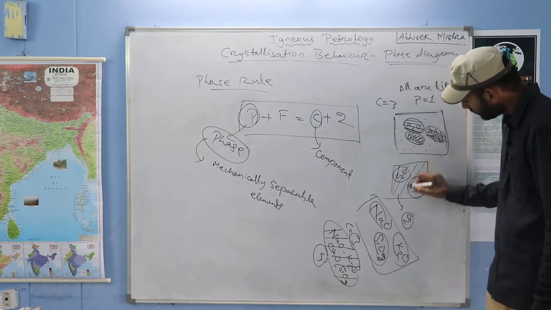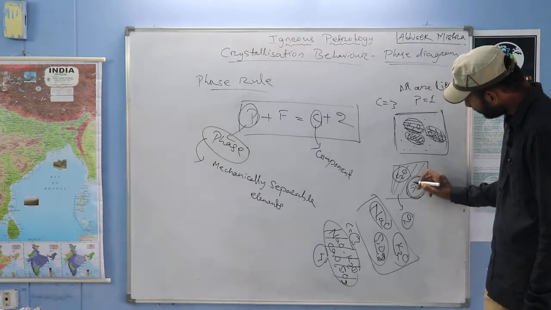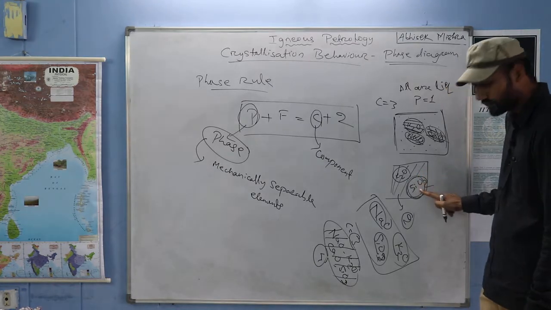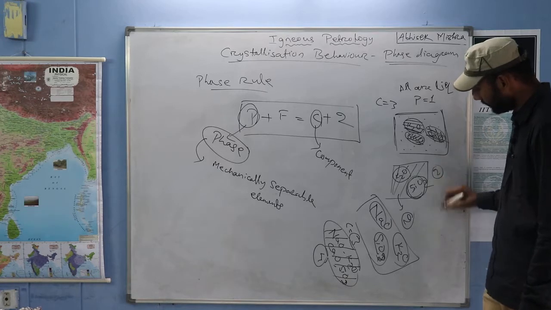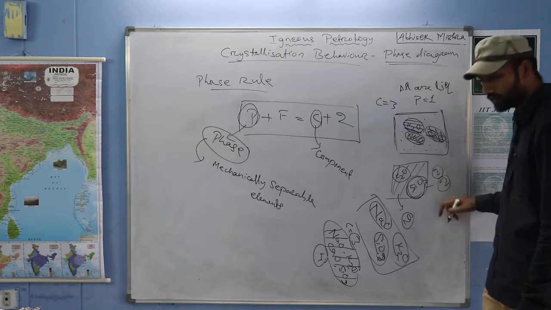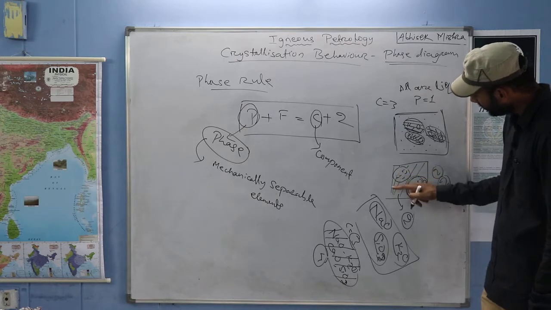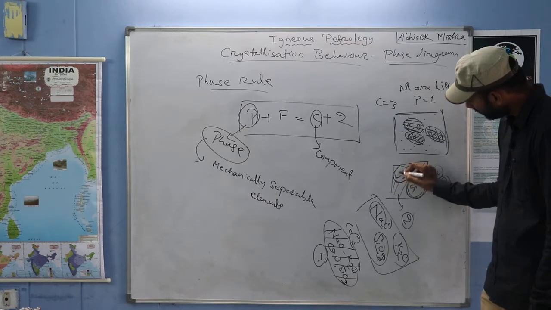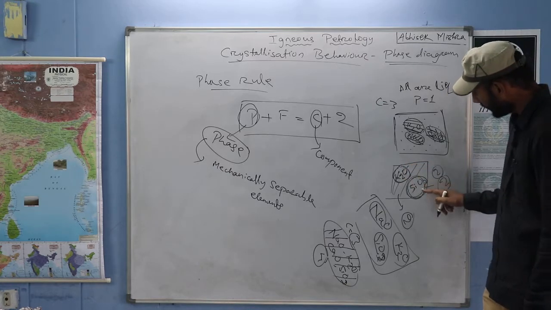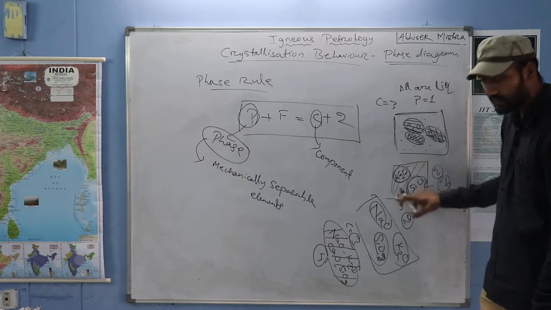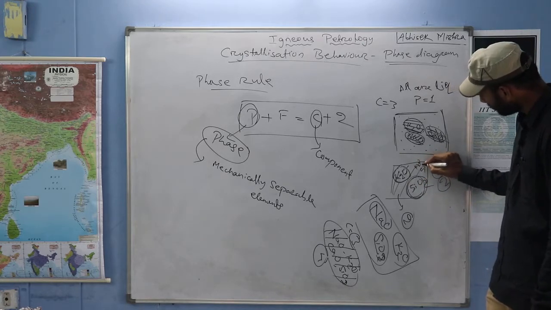If SiO2 starts precipitating, or SiO2 becomes solid, okay, then what happens? Component will be 2, phase will be 2. Okay, if SiO2 becomes solid, K2O becomes solid, or K2O starts getting solidified, SiO2 starts getting solidified, and the rest is liquid, also there is K2O plus SiO2.